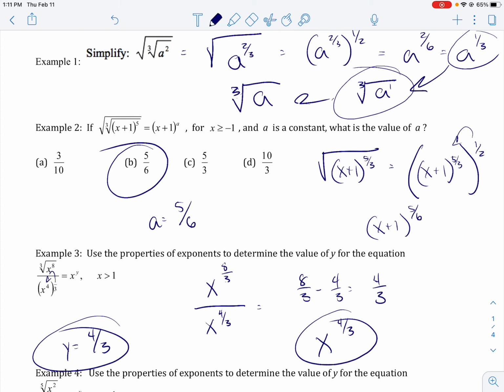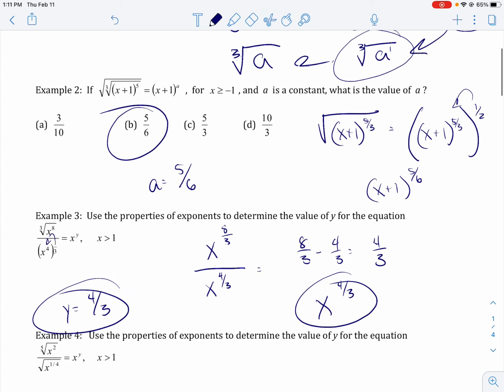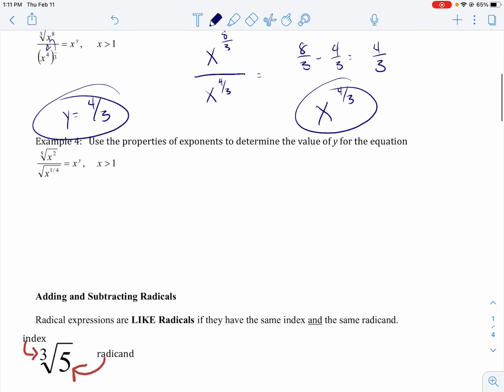is equal to 4/3. Okay, example 4 isn't as nice because when we go to adjust this, we're going to have x to the 2/5. This one down below is going to be x to the 1/4 raised to the 1/2. Okay? And once we simplify that, we get x to the 1/8.